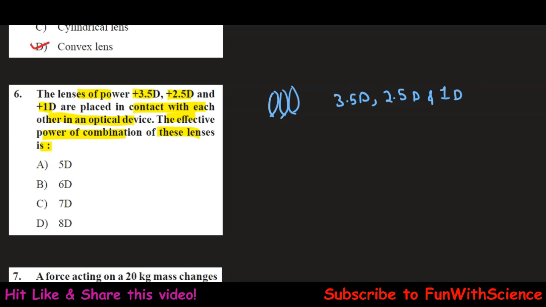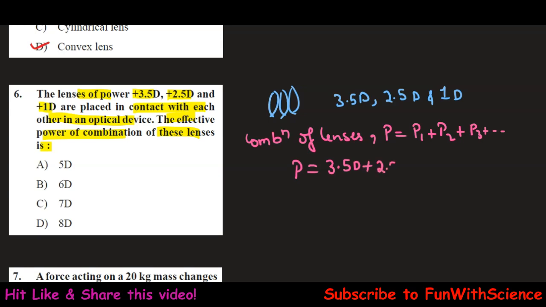Now we know that for a combination of lenses, the effective power is the algebraic sum of the individual powers, P1 plus P2 plus P3. However many lenses there are, that many powers we can write. In our case we have three lenses, therefore the power of the combination will be the algebraic sum, that is 3.5 diopters plus 2.5 diopters plus 1 diopter. That would be 3.5 plus 2.5 is 6, 6 plus 1 is 7 diopters. So in the given options, option C is the right answer, that is 7 diopters.